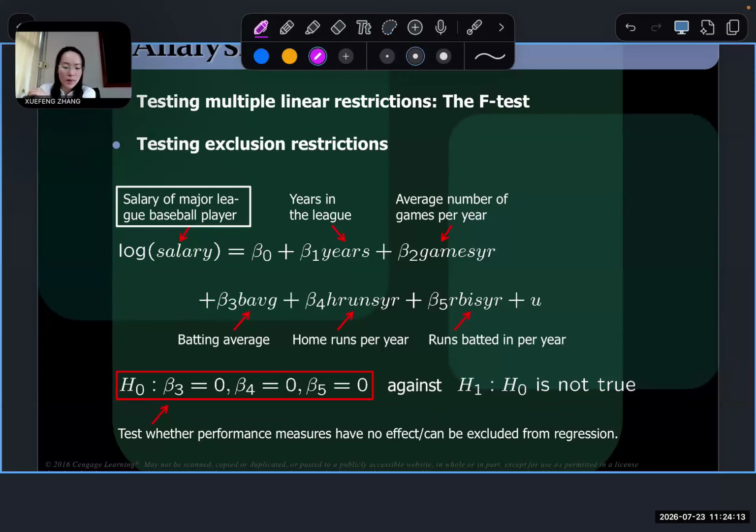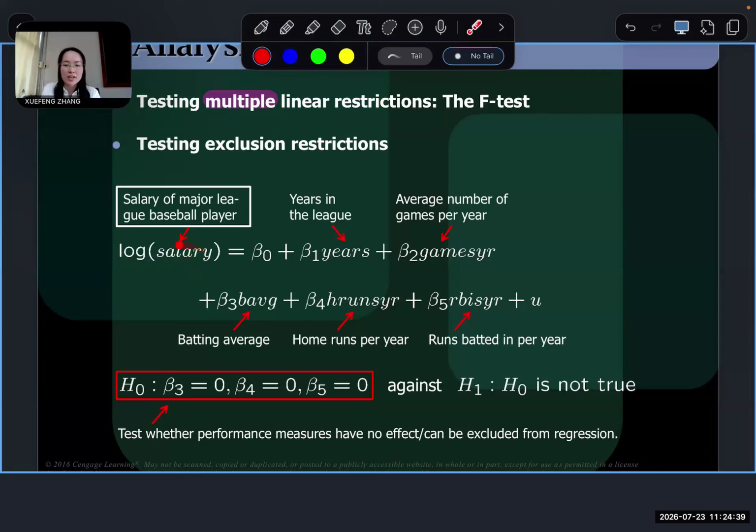Before, we talked about the t ratio, which is the individual hypothesis testing. But right now, we want to test multiple linear restrictions. So we need the F-test, all right? This is for multiple, okay? Be careful, multiple. Let's see the example.